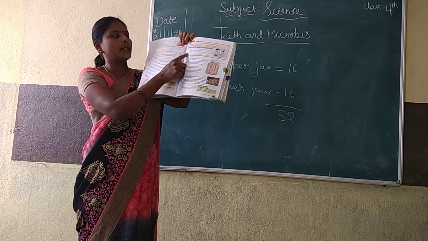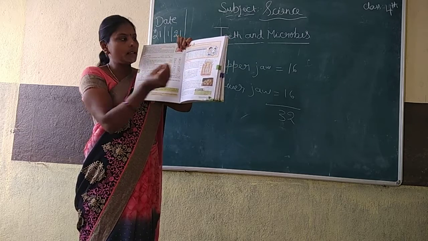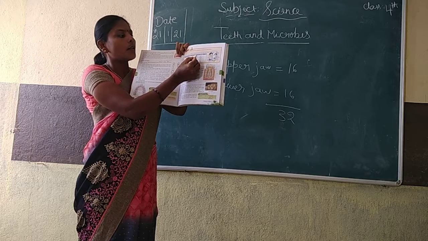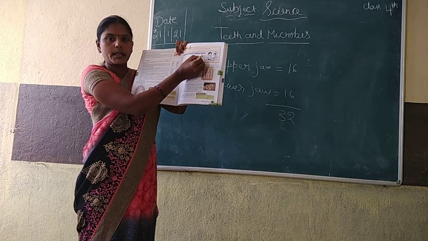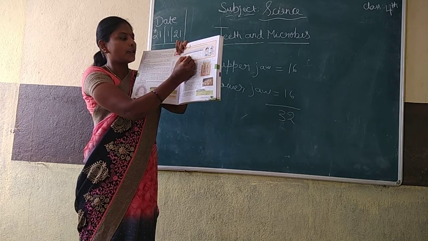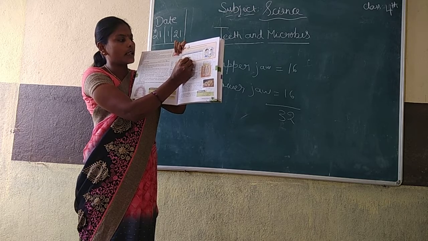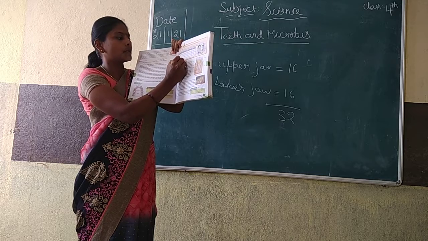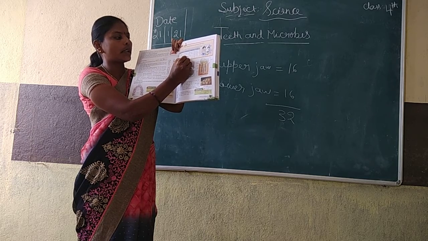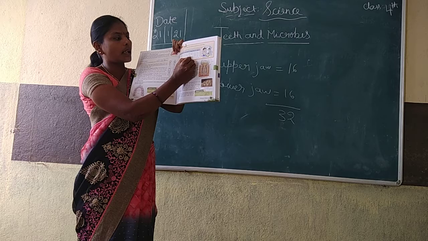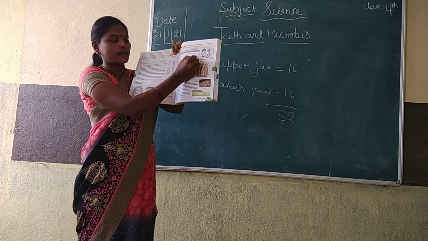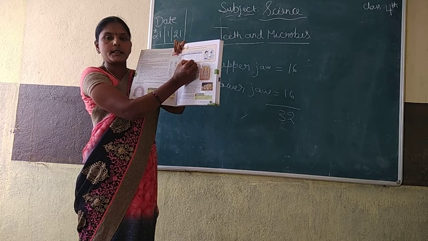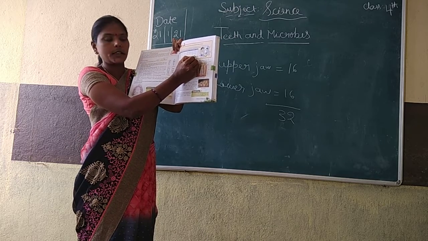Once again I am telling this table. Take a pencil and fill it now. Incisors: 4 in the lower jaw, 4 in the upper jaw, totally 8. Canines: 2 in the lower jaw, 2 in the upper jaw, totally 4. Premolars: 4 in the lower jaw, 4 in the upper jaw, totally 8. Molars: 6 in the lower jaw, 6 in the upper jaw, totally 12.